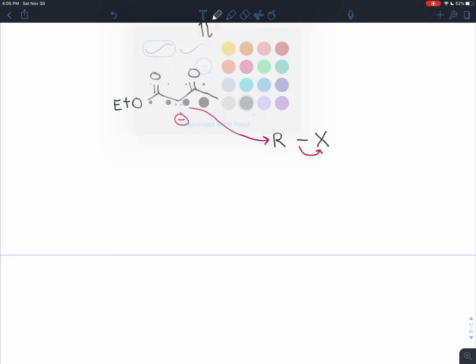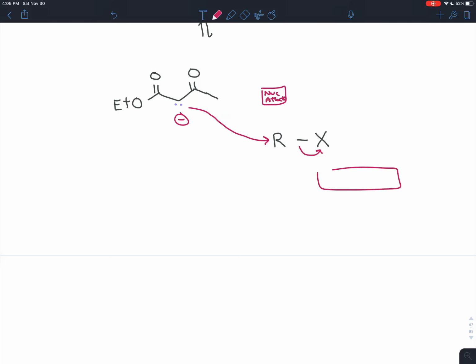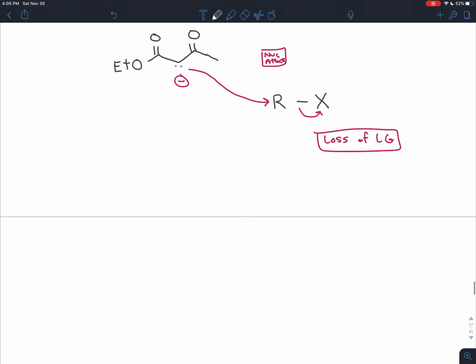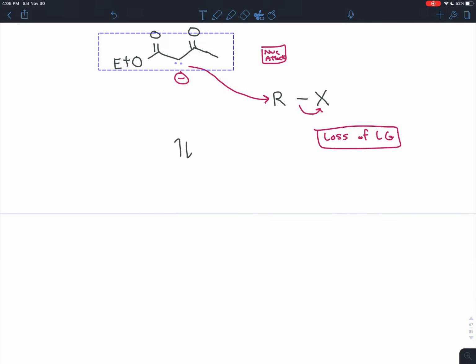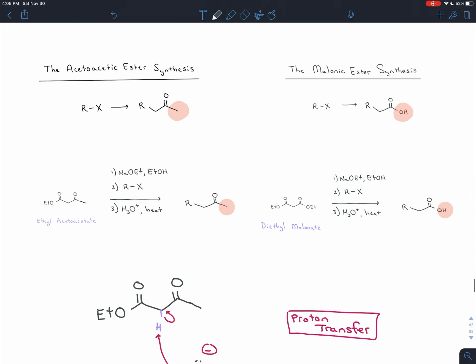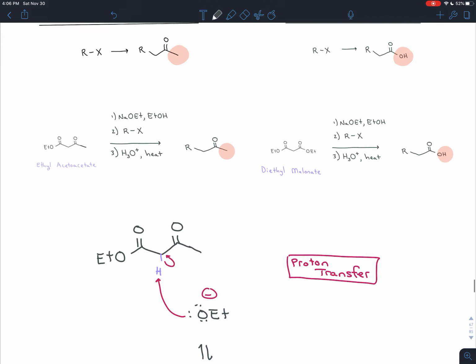So after you do that, here what we have happening are 2 things. We have nucleophilic attack, that's this here, and then we have loss of the leaving group, this here. Okay, so when we have that SN2 reaction, what we end up with is this same molecule, but instead of having that lone pair, we have the R group attached there. And so that's that second step. First, you created the carbon nucleophile at the alpha carbon by adding a base. Second, we add an alkyl halide to do an SN2 reaction.